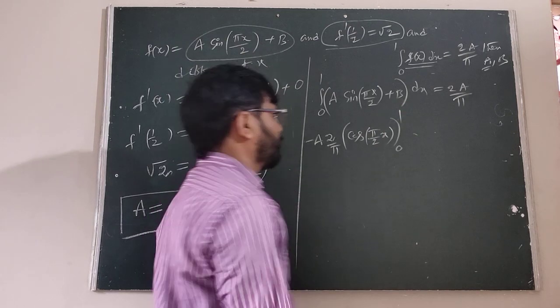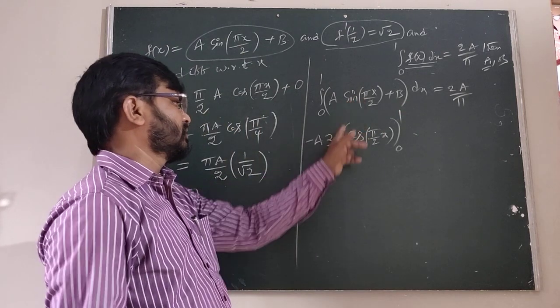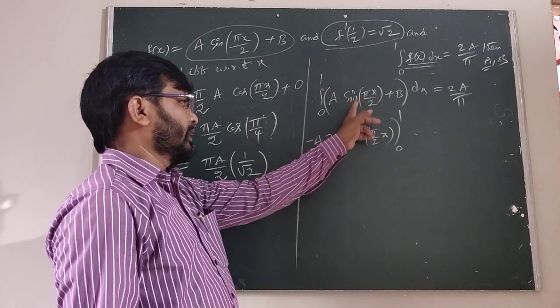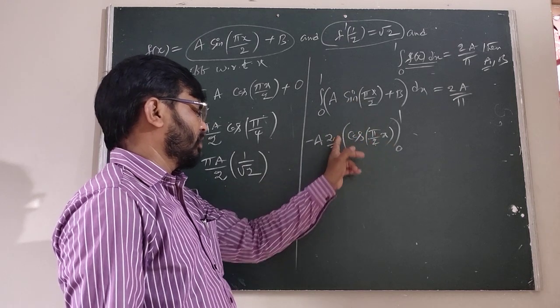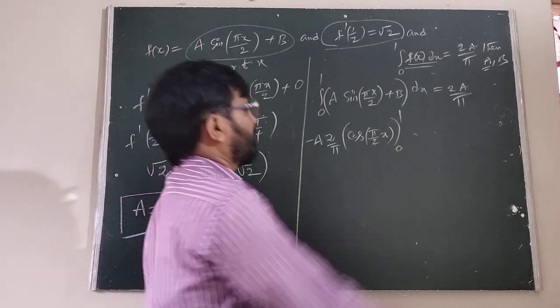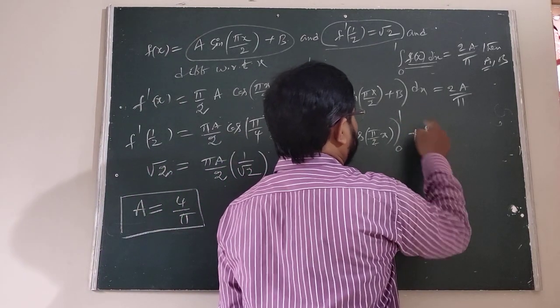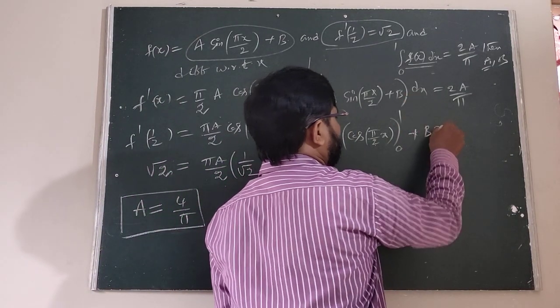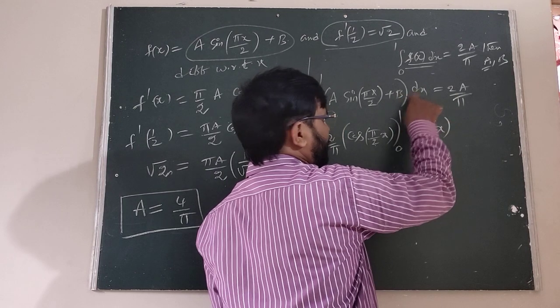Is it clear how to write? The integral of sine is minus of cos of pi by 2 x into 1 by a, 1 by pi by 2, that is 2 by pi. The other one is the constant b. Integral of 1 into dx is x. Is it clear? b dx is there.